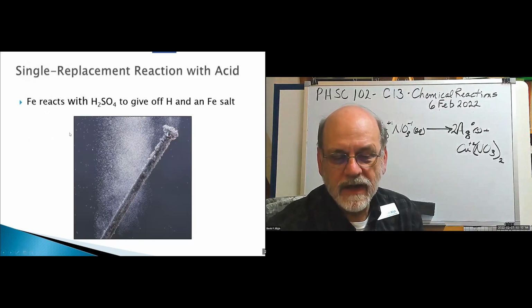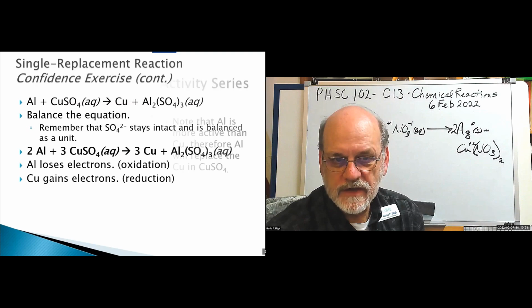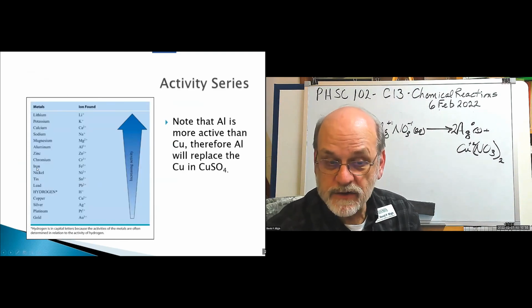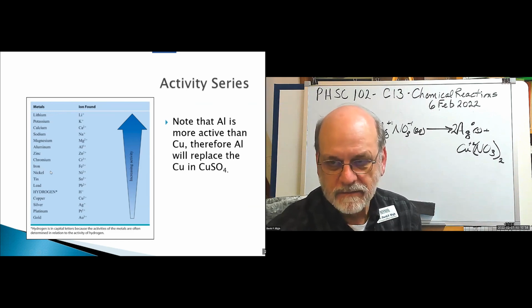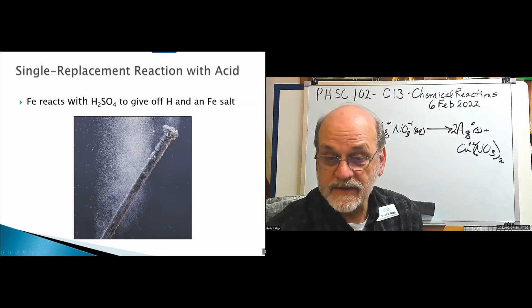So here we have iron and sulfuric acid. So iron is, let's see, where's iron? Okay, iron. It's above hydrogen, so we will get a reaction. And the gas that's produced is hydrogen gas.